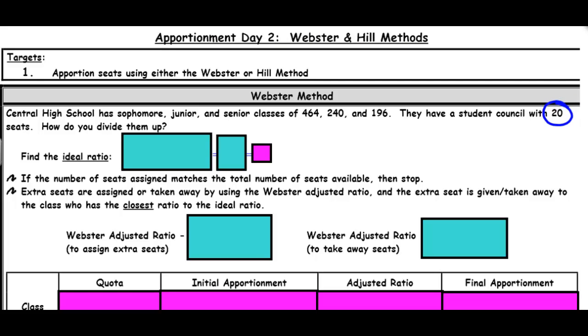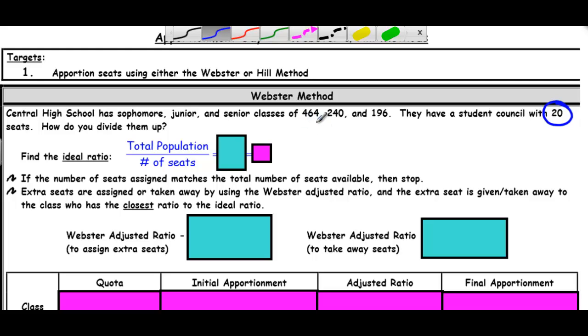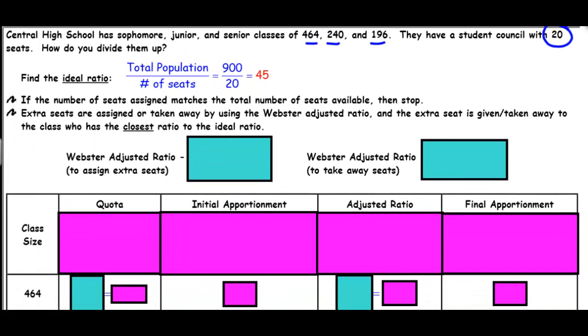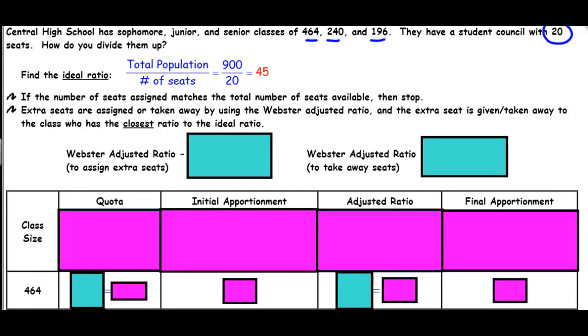Alright, so we always start out every problem the exact same way. We find the ideal ratio. So remember, the ideal ratio just means that we add up the total populations of each of the classes. So we would just add together the 464, 240, 196, and then we would divide them by the number of seats, which we said was 20. Okay, so we calculated this on Friday, and we found out that they had 45 total. So this meant that one seat on student council was representing 45 students of their class.